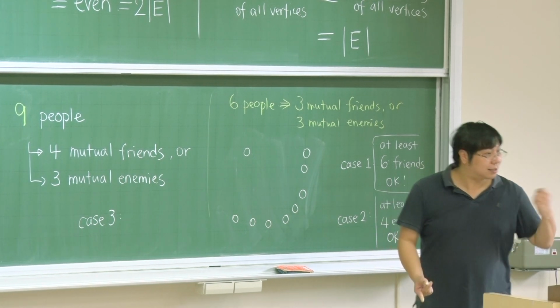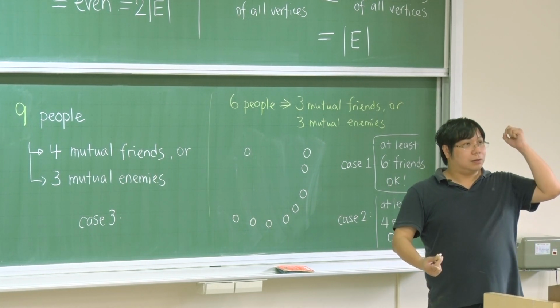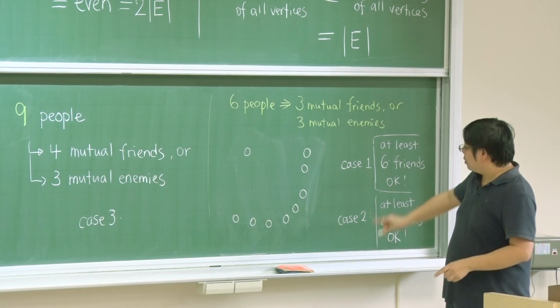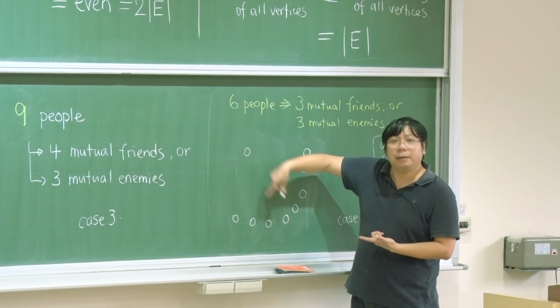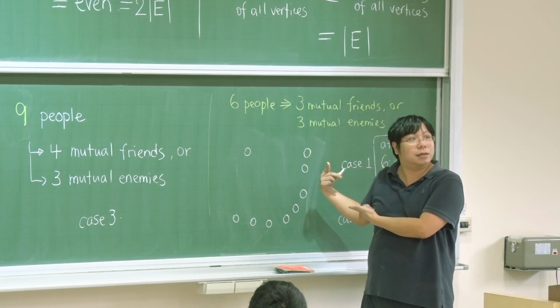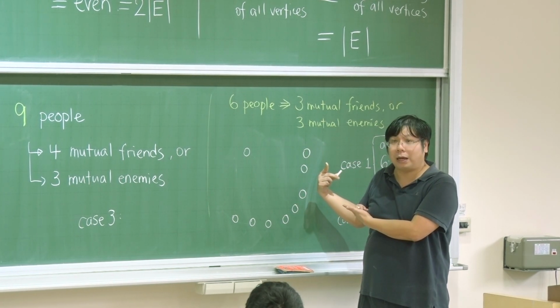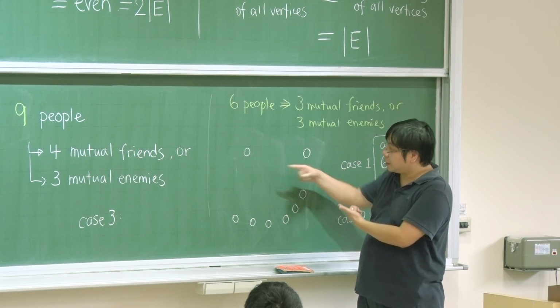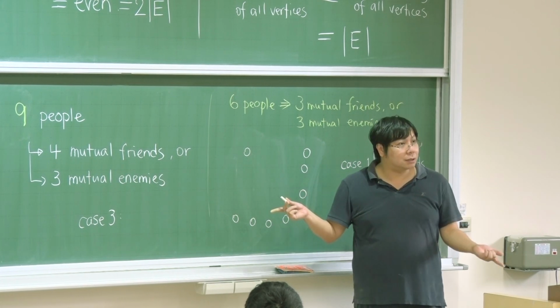What is that? You are at least 4. So okay, here again, we can apply the same rule as before. If there are 6 friends, we get 3 mutual friends or 4 mutual friends or 3 mutual enemies. If there are 4 enemies, it's okay.